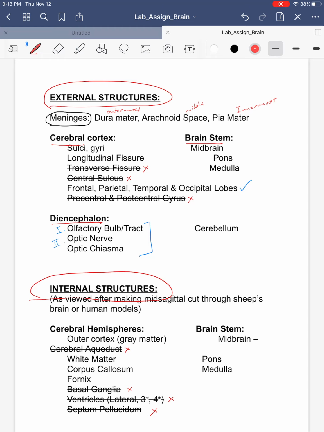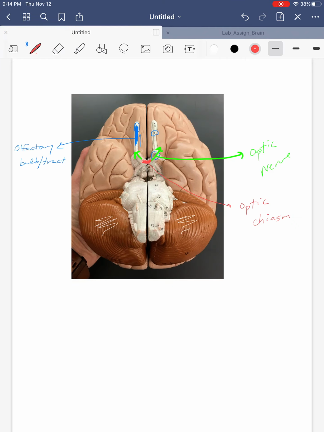All right, let's look at the internal structures. So if we look here, we can see the cerebrum, and we're going to talk about the outer cortex, which is made up of white matter.